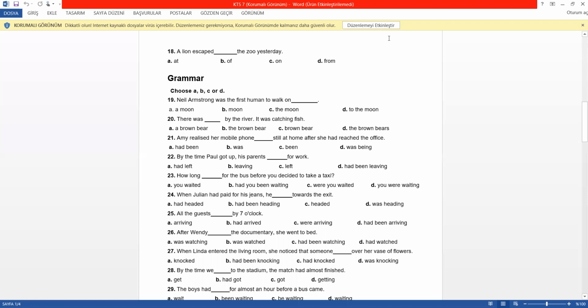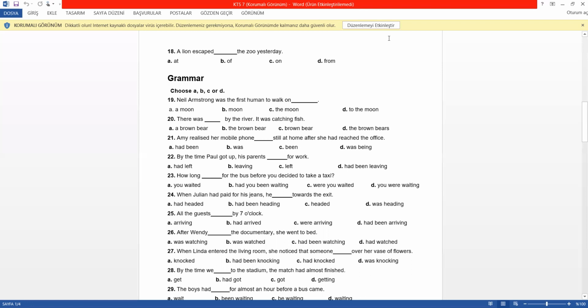For question 21, the relevant answer is B, was, because in the second part of the sentence you can see that we use the past perfect tense. That means that action happened before the previous action, and the action that goes after that, we use the past simple tense.